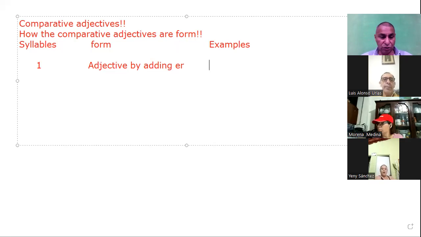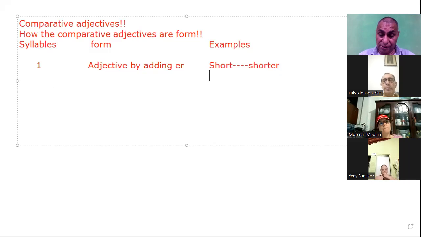For example, if we have short. Okay, the rule says that if this is one syllable, what is a syllable is the combination of a consonant and a vowel sound. So in this case, I have one vowel only, so this is a one syllable word. So the rule says that I just need to add the ER to the adjective to make a comparative adjective. So short becomes shorter. Yes, I just added the ER to it. Shorter, because it's one syllable, right?